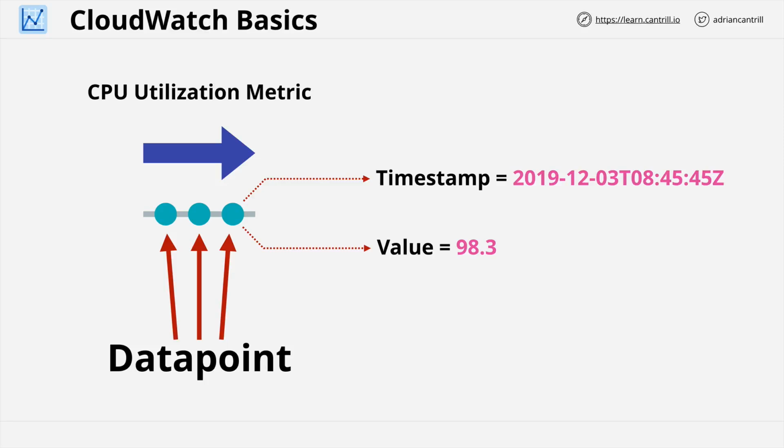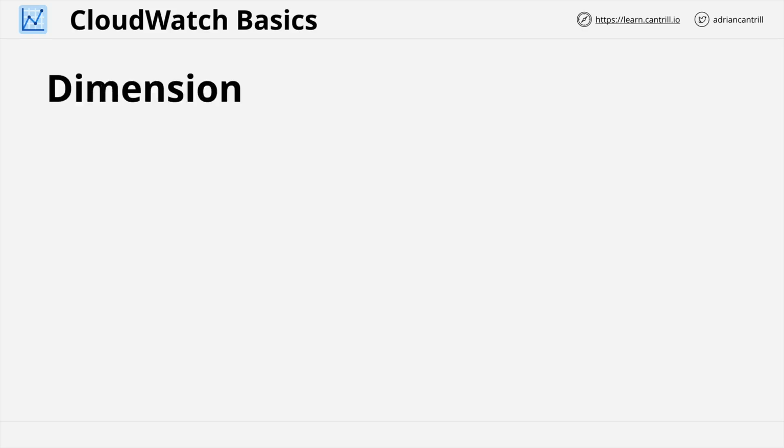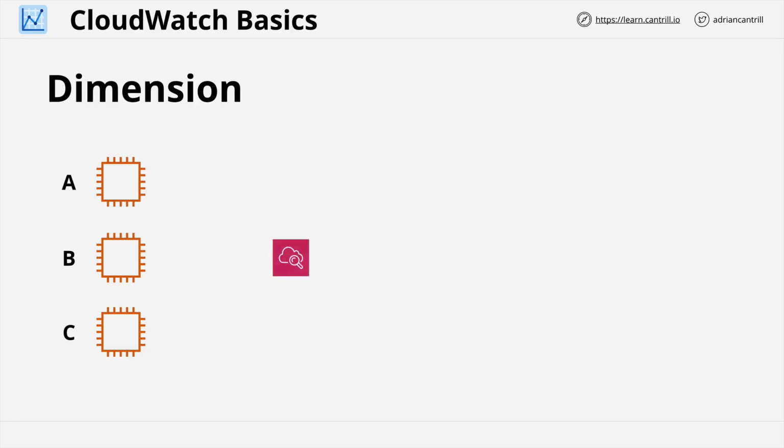So how do we separate the data for these? Well, that's where dimensions are used. Let's say we have 3 EC2 instances, instance A, B, and C. And each of them is sending data points into the AWS/EC2 namespace and the CPU utilization metric.